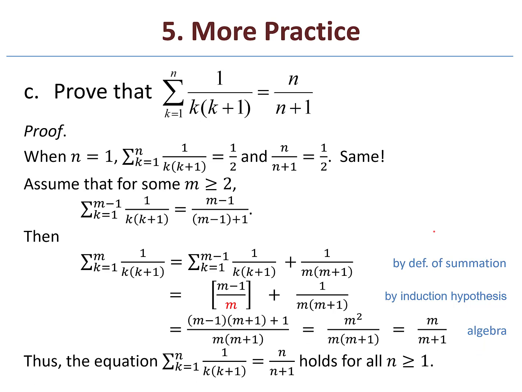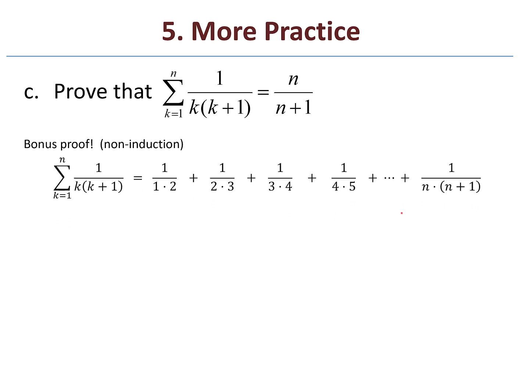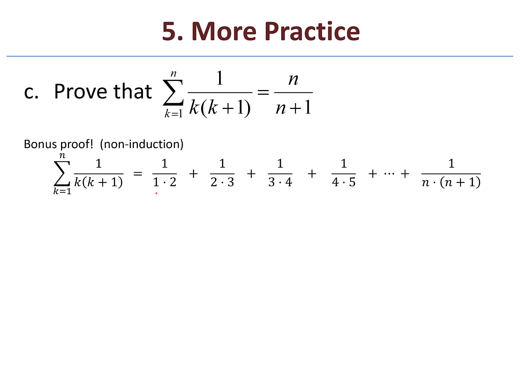And that finishes the proof of A, B, and C, but I want to take one closer look at part C again. This is an interesting claim, and there is an alternative proof for this that's pretty slick. So take a look at that summation. That summation is really 1 over 1 times 2 plus 1 over 2 times 3 plus 1 over 3 times 4, on and on and on, all the way up through 1 over n times n plus 1.